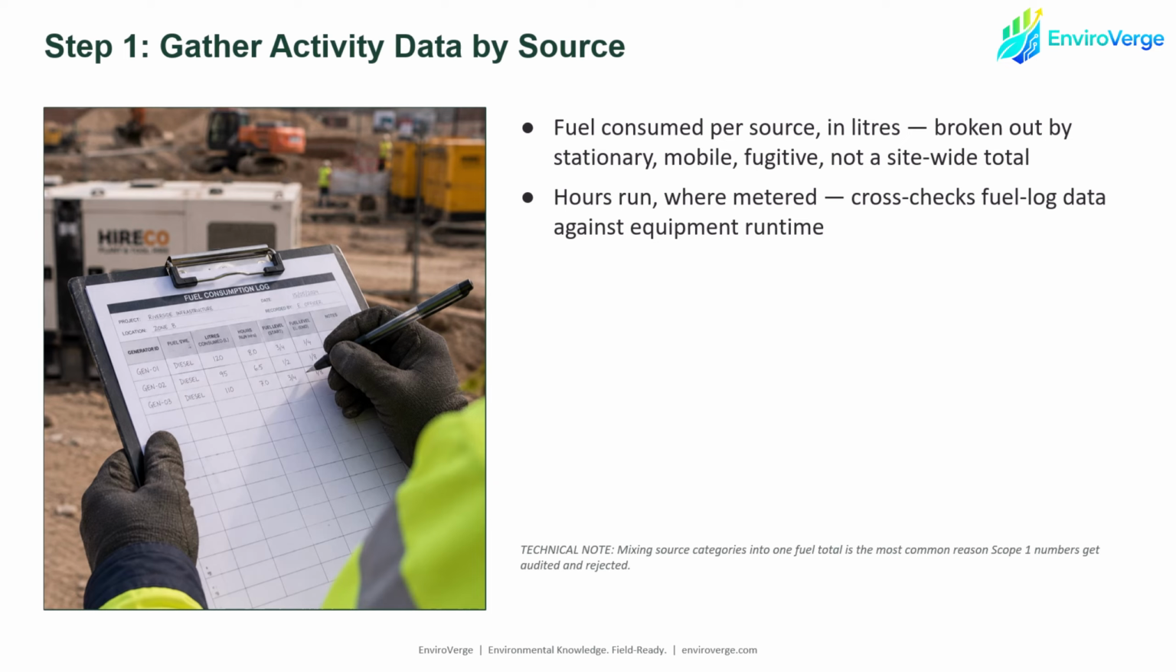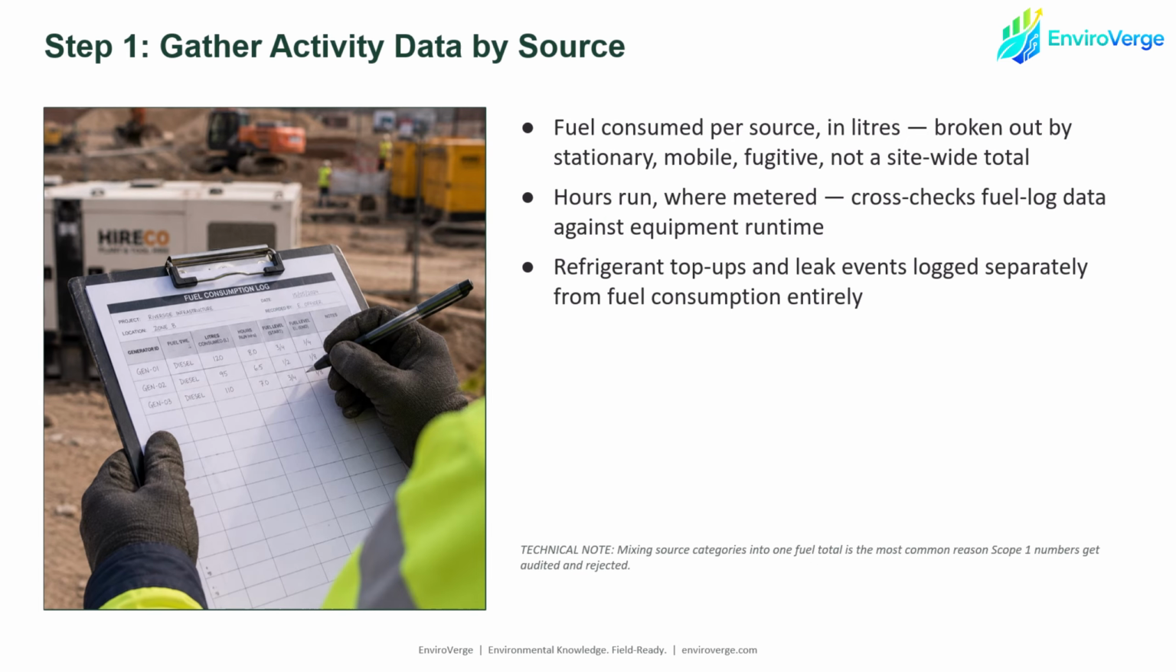Where you have metered run hours, record them too. They're your cross-check against the fuel log. If the hours and the liters don't roughly agree, something's been missed or misrecorded. For fugitive emissions, refrigerant top-ups and leak events go on a completely separate data line from your fuel figures. Different source category, different factor, different calculation. They do not live in the same column. One more time because it matters. The most common reason Scope 1 numbers get audited and rejected is a site-wide fuel total presented as a calculation. It isn't. Break it out by source category before you do anything else.